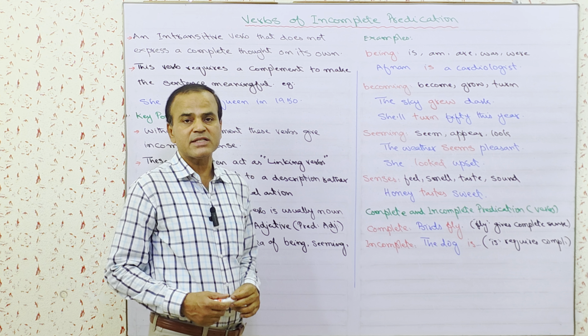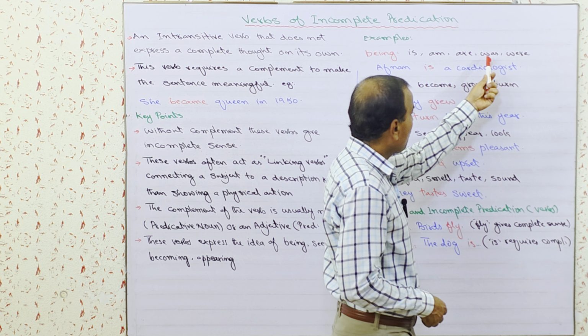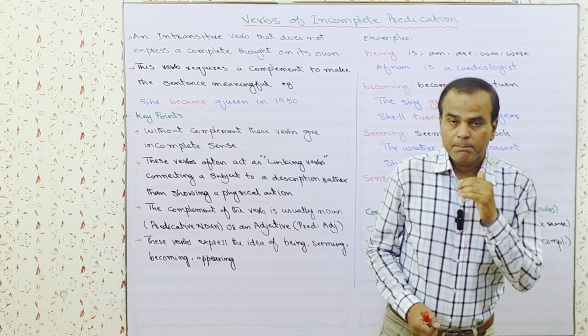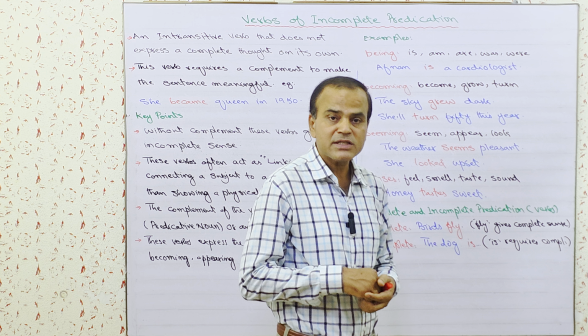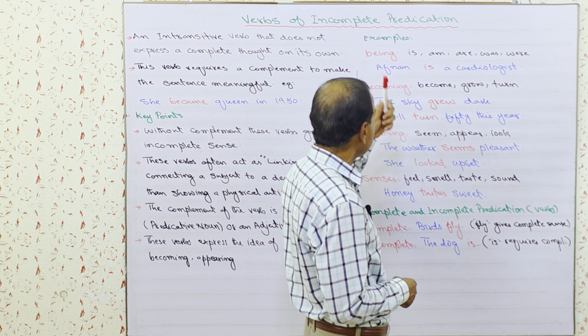The first example of beings are the verbs that fall under the verbs of incomplete predication that show being, or is, am, or was, were. But do not be confused. These words are also used as helping verbs. When they are used as helping verbs, they will not be considered as verbs of incomplete predication. But when they are used as main verbs in a sentence, they will be considered as verbs of predication and verbs of being.